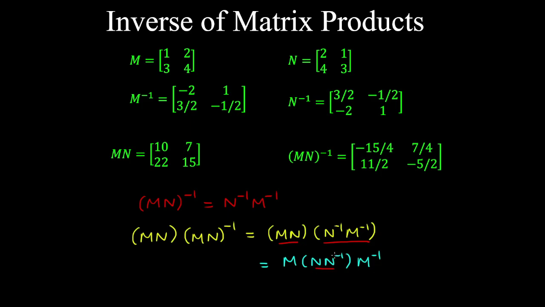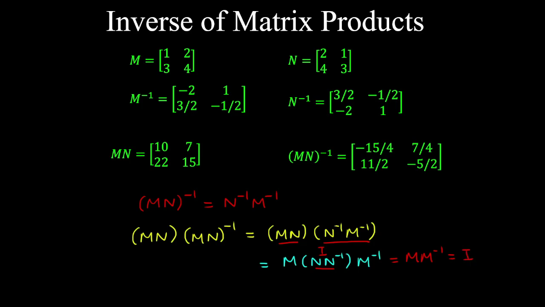And therefore this is the identity matrix, and M^-1 multiplied by the identity matrix is the same as M^-1. So what we get is M M^-1, and the product of a matrix with its inverse is the identity matrix.